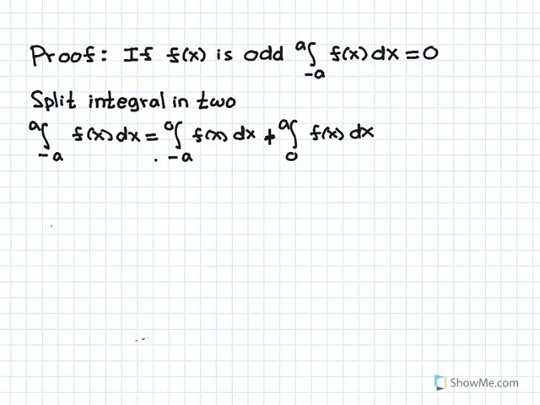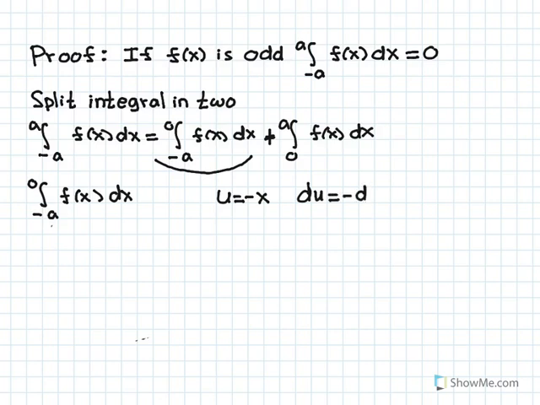We will apply the substitution method to the first integral. So here we have the integral from -a to 0 of f(x) dx. We will let u be equal to -x. Differential du is equal to -dx. So x is equal to -u, and dx is equal to -du.